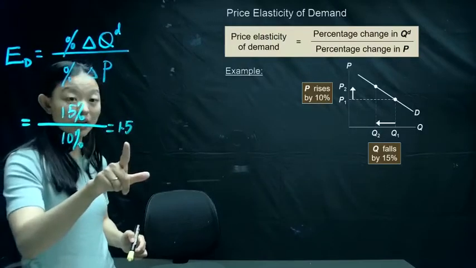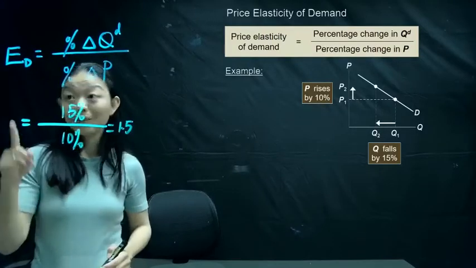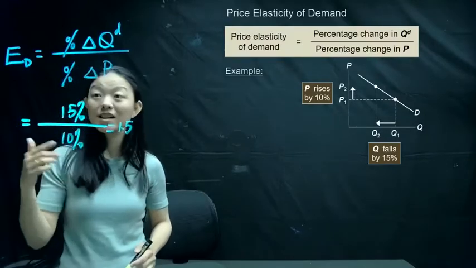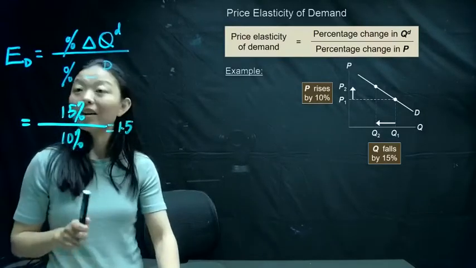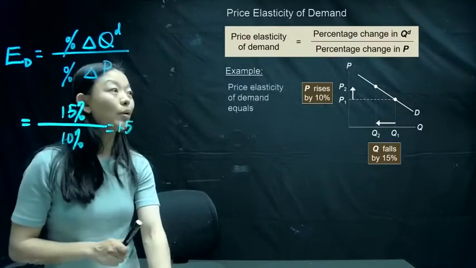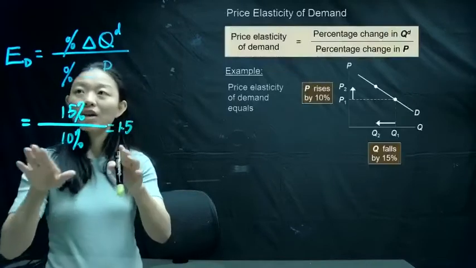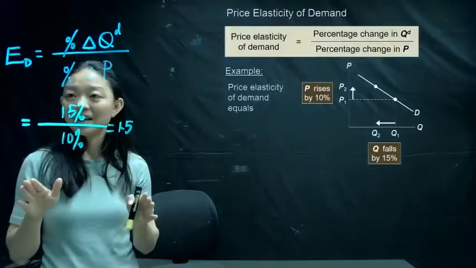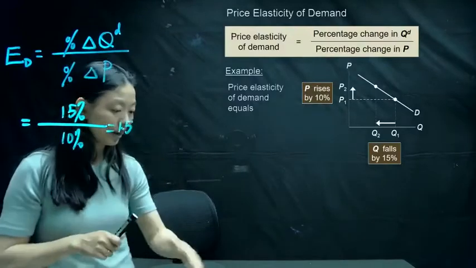What does this 1.5 mean? It means when the price increased by 1%, the quantity demand will decrease by 1.5%. Therefore, we would say that in this case, the price elasticity is elastic.